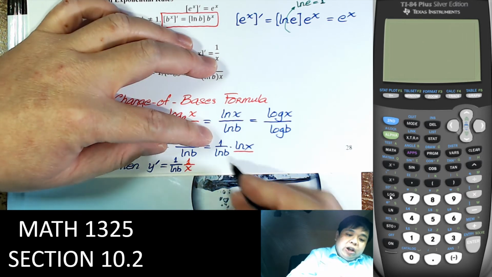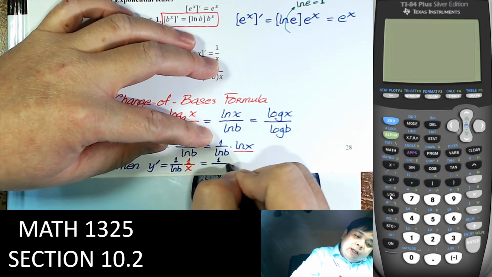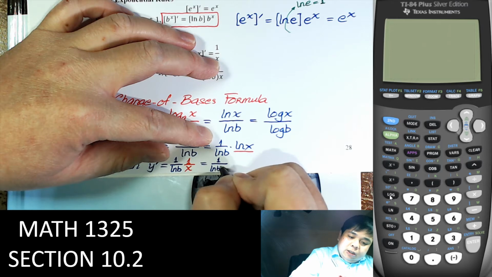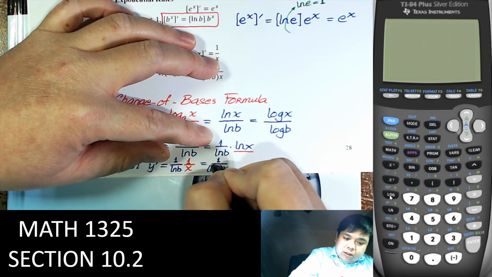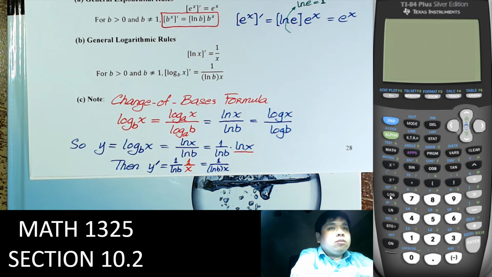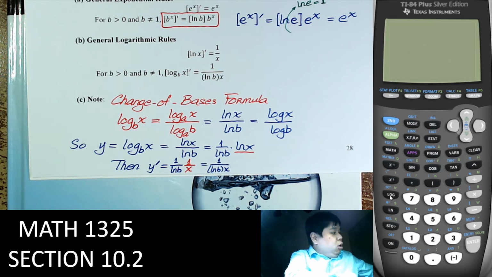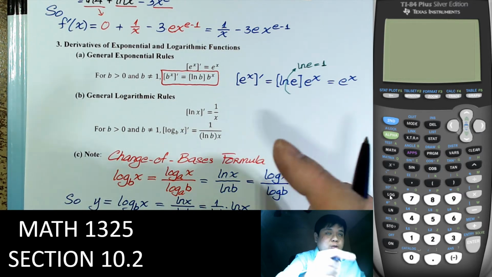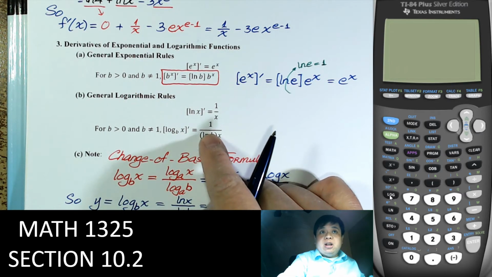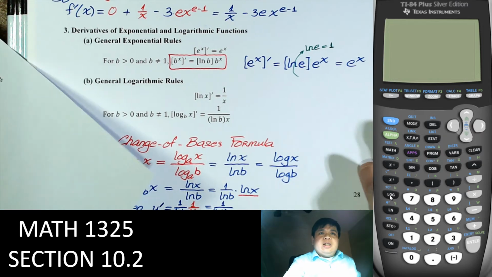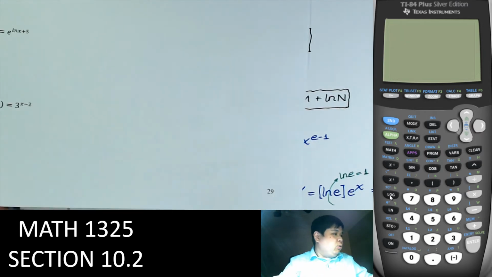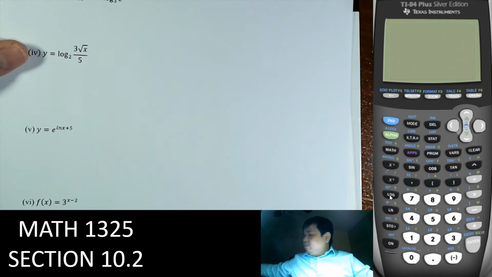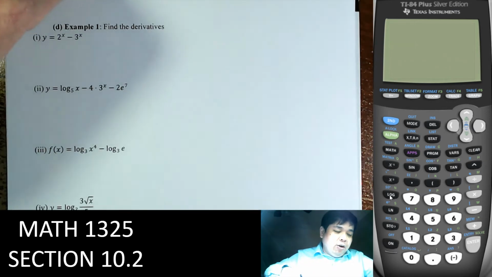And multiply straight across, we have 1 over ln of b times x. Right, so that's the proof. Bottom line is, if the base is not e, we have to have ln of b somewhere. For exponential, it's multiply. For logarithm, it is divide. But bottom line is, those are the rules of derivative, and we just follow the rule, and that could be easy, right?